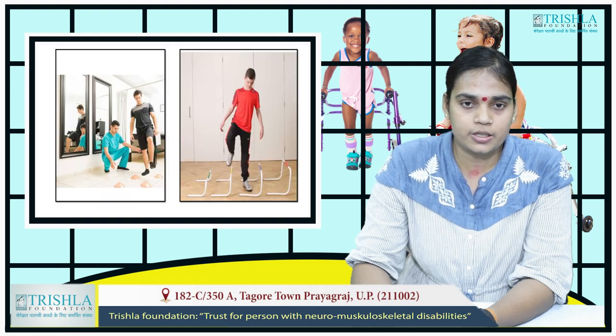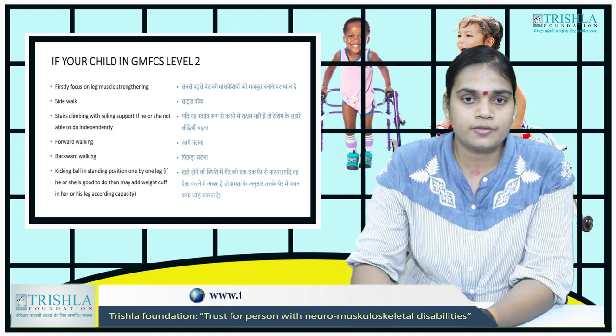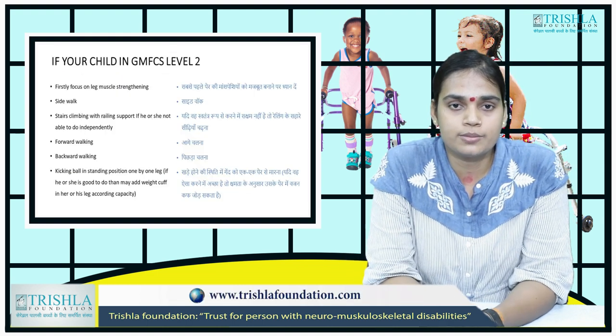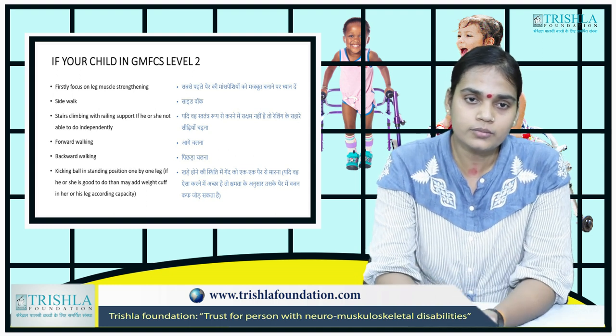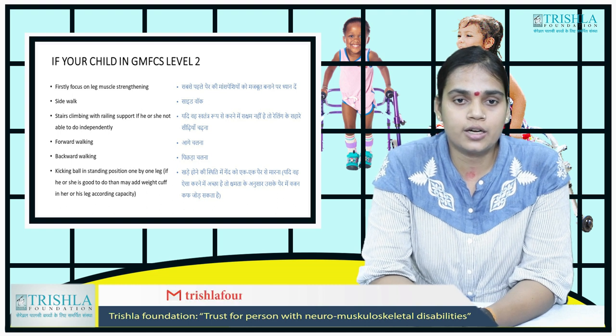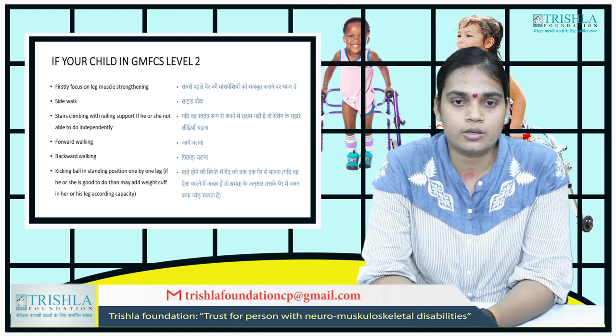This type of gait training you can see in a picture. And second is now coming up. If your child comes in GMFCS level 2, firstly focus on her leg muscles. Side walk, stair climbing with a railing support, if your child is not able to do it independently.